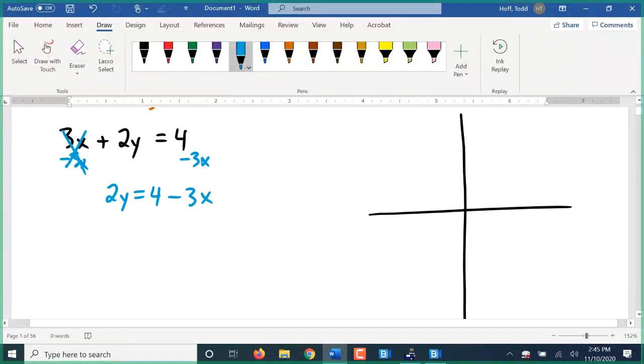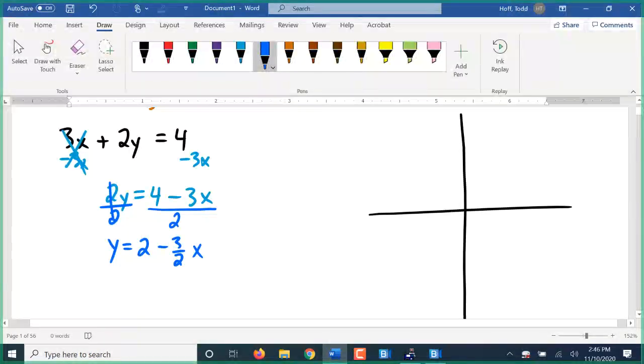Now we have to get rid of that 2. It's multiplying y, so we're going to divide by the 2, remembering to divide the whole other side by 2 as well. So that 2 cancels out. We have y equals 4 divided by 2 is just 2. Negative 3x divided by 2 is negative 3 over 2x.